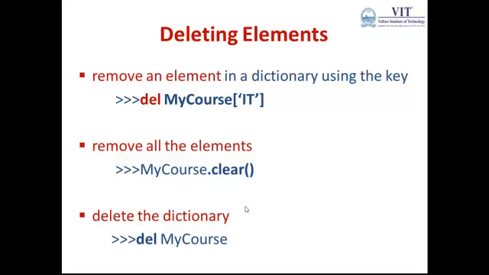But in the last case, if I use del of my course, it won't be available. That dictionary name is not present in my collection at all. So I can reuse it. If I want to create another new dictionary with the same name, it is possible. That's the difference between all these three.